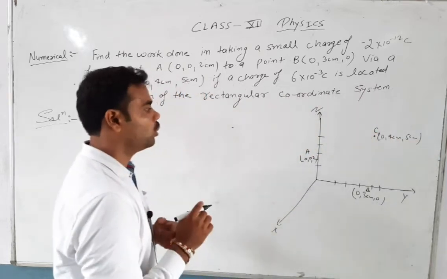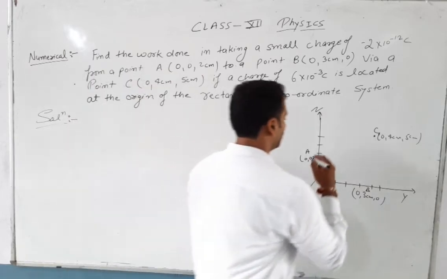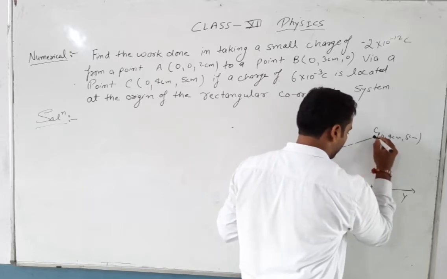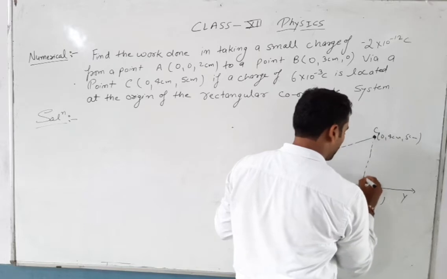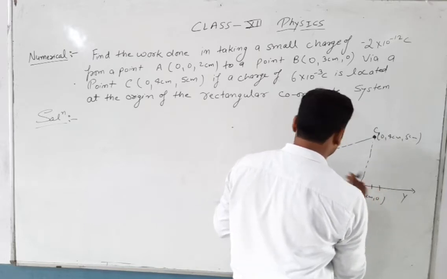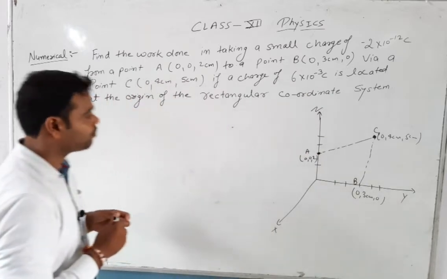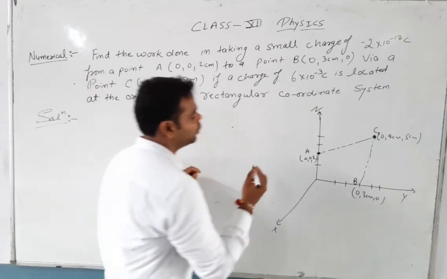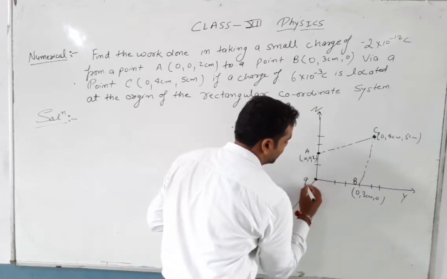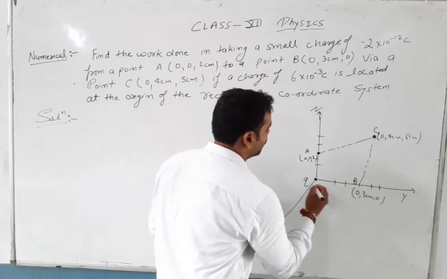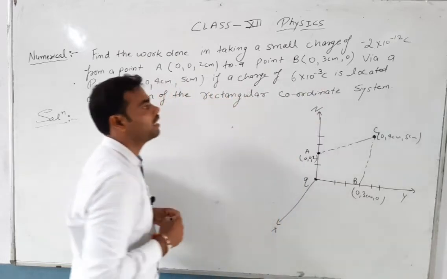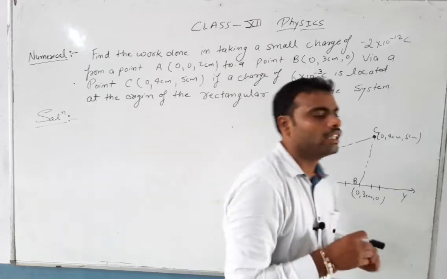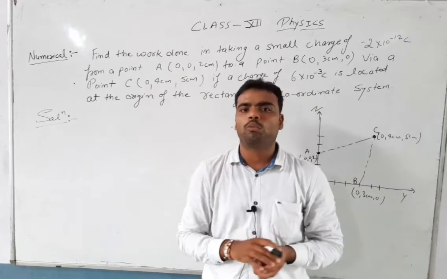Now your charge is moving from point A to point B. Okay, and a charge is placed at the origin. So charge q is placed at the origin of value 6 multiplied by 10 raised to power -3 coulomb. So we have to determine the total work done in moving a charge from point A to point B.